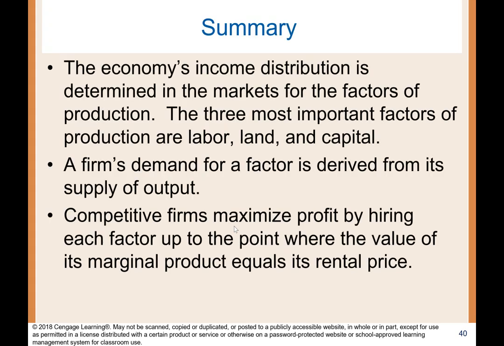In summary, the economy's income distribution is determined by the markets for the factors of production. The three most important factors of production are labor, land, and capital. A farm's demand for a factor is derived from its supply of output. Competitive farms maximize profit by hiring each factor up to the point where the value of the marginal product equals its rental price.